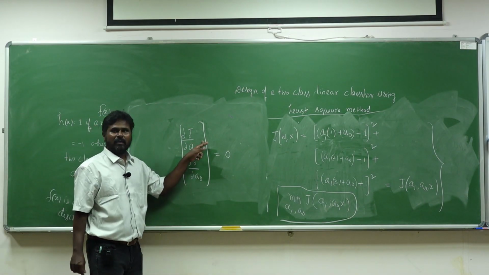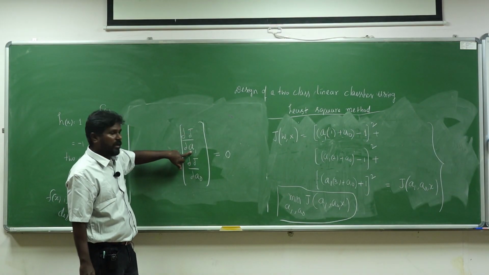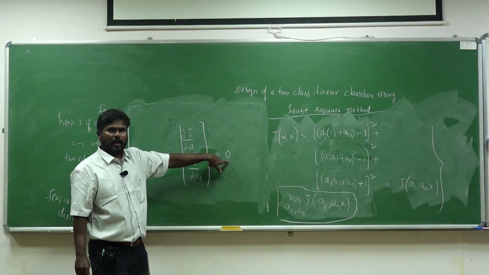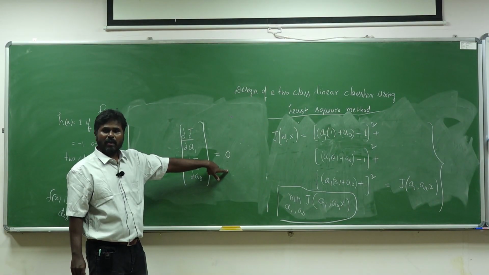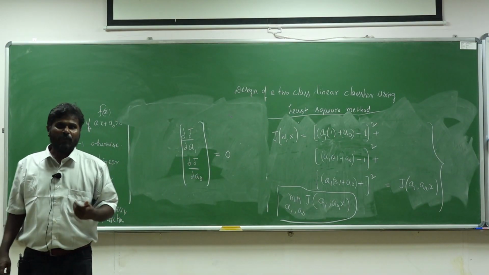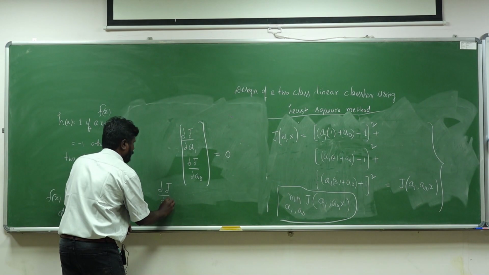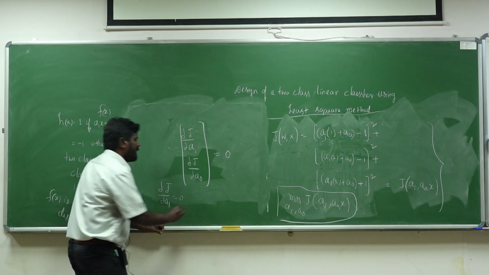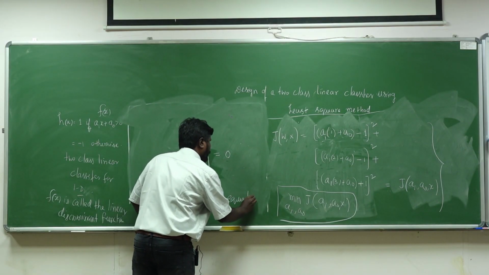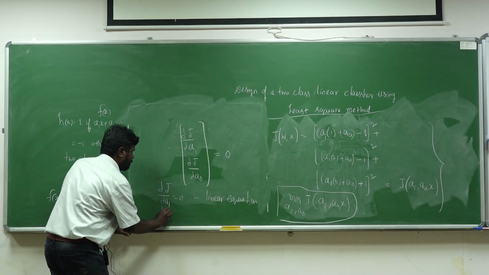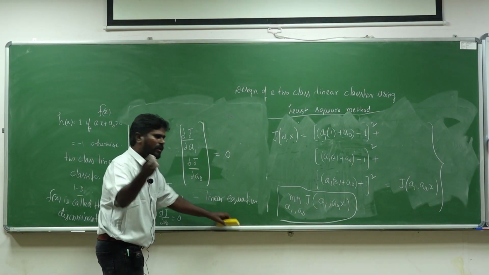So we have to take the partial of J with respect to a1 and equate to 0, and take the partial of J with respect to a0 and equate to 0, and solve. When I do this, I get a linear equation. If I do the other, again I would get another linear equation.